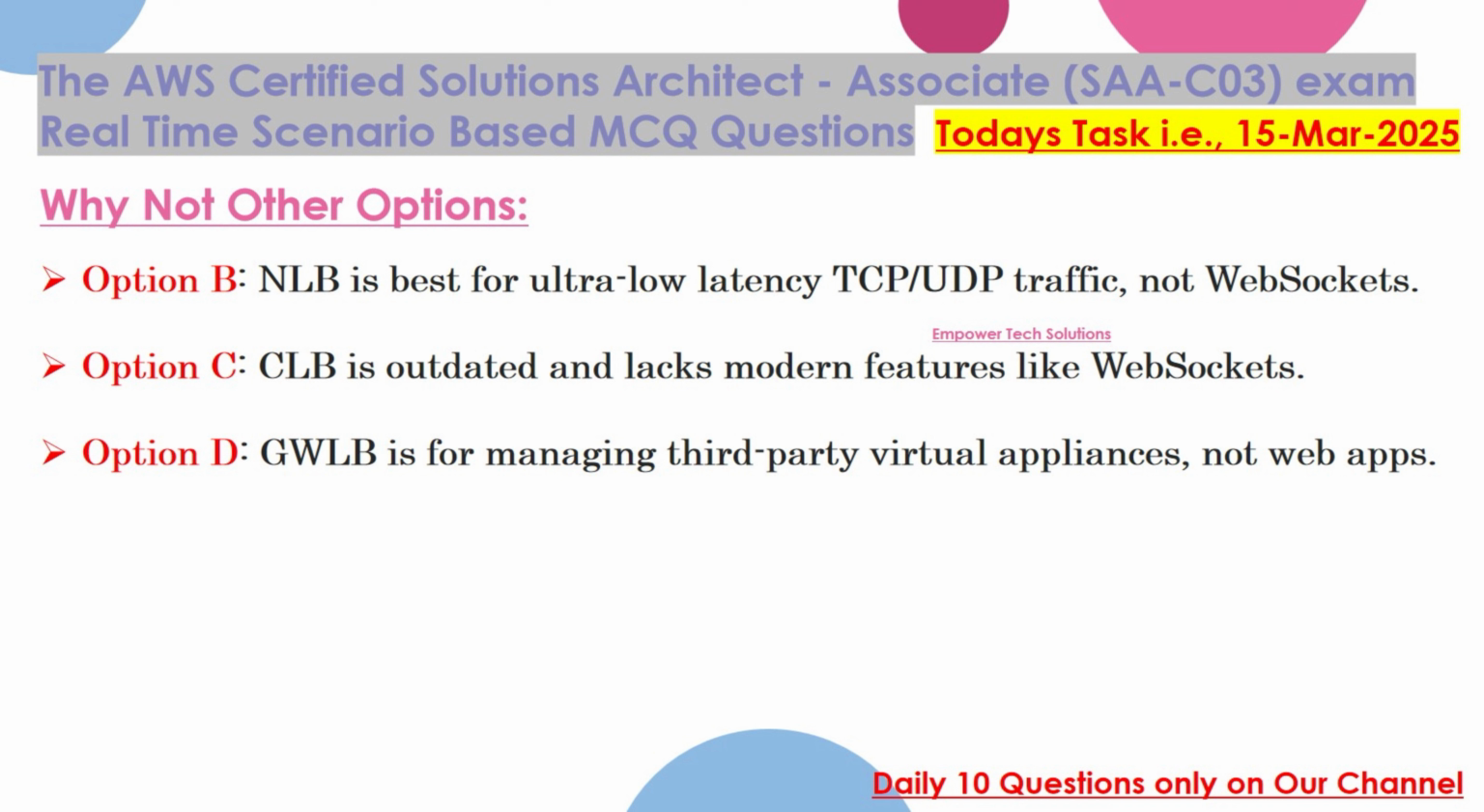Why not other options? Option B, NLB is best for ultra-low latency TCP/UDP traffic, not WebSockets. Option C, CLB is outdated and lacks modern features like WebSockets. Option D, GWLB is for managing third-party virtual appliances, not web apps.